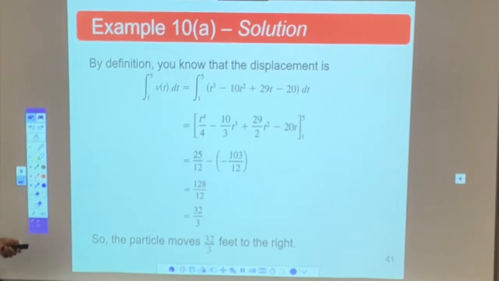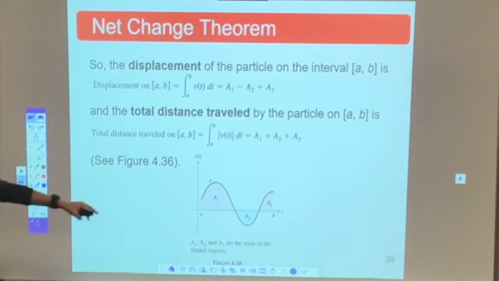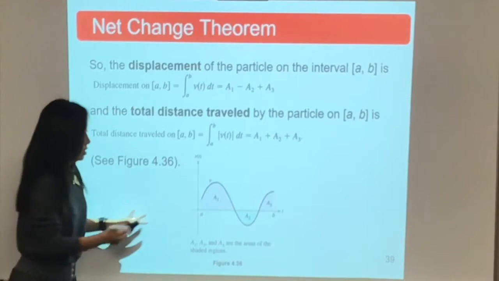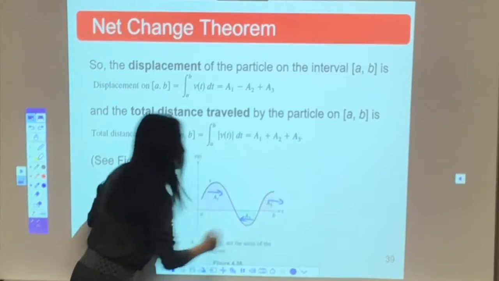Hey class, I wanted to understand this because this is like a physics problem. When you do your physics, you do this kind of stuff, displacement and total distance. The displacement, remember this picture. This one you can think is moving right, and this is moving left.